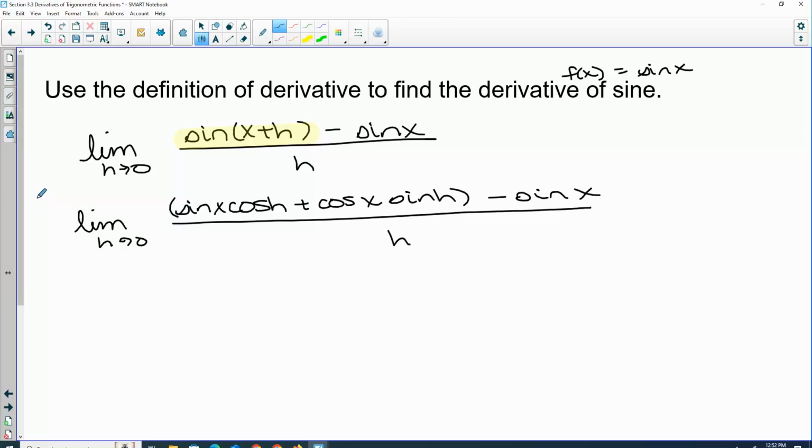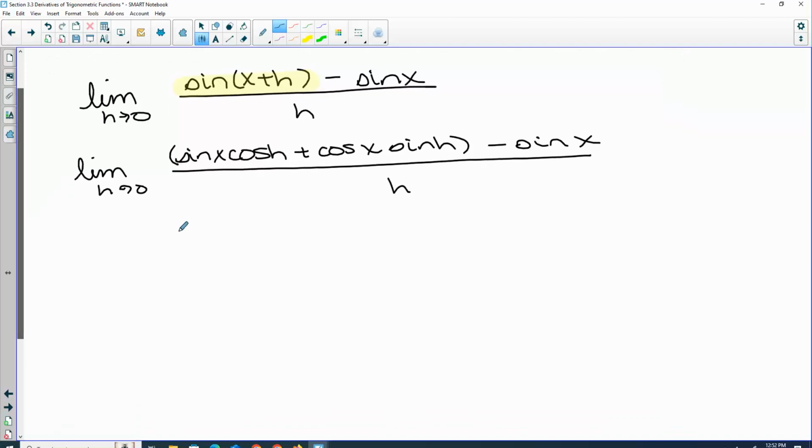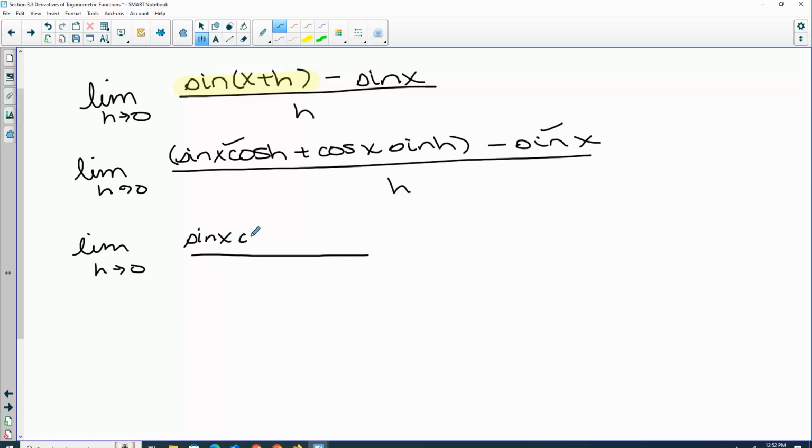We're definitely not there yet, are we? Do we have any like terms? Nope, we can't actually combine anything. But let's do this. I'm going to break this fraction up a little bit. I'm going to put this term and this term in the first bracket, because they do have a sin x in common. My other one is cosine x, sin h.